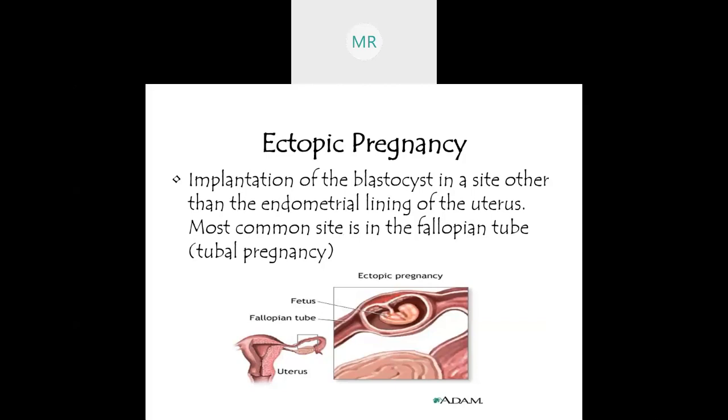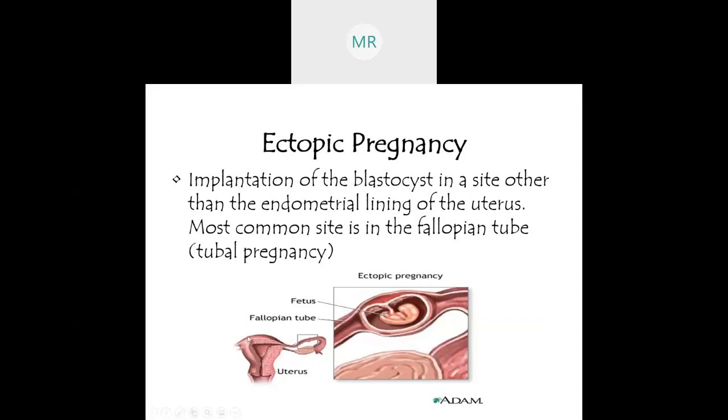So what is an ectopic pregnancy? And a lot of you are listening to this, and maybe you have family members, or you've known somebody that has had an ectopic pregnancy. And I know from the other topic that we talked about, you've probably known somebody that has had a miscarriage before. So ectopic pregnancy, an implantation of the blastocyst in a site other than the endometrial lining of the uterus. So most common site is in the fallopian tubes.